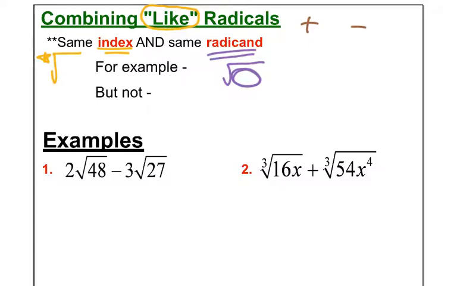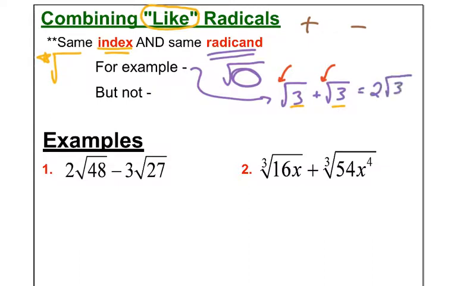So for example, over here, I could combine the square root of 3 plus the square root of 3, because if you check, they have the same index and they have the same radicand on the inside. So we have one square root of 3 and another square root of 3. We have two of them. We have two square roots of 3. But we can't take the square root of 3 and try to add the cube root of 3. Even though they both have the same radicands, they are not the same type of roots. They're not the same indices, so we can't do it.